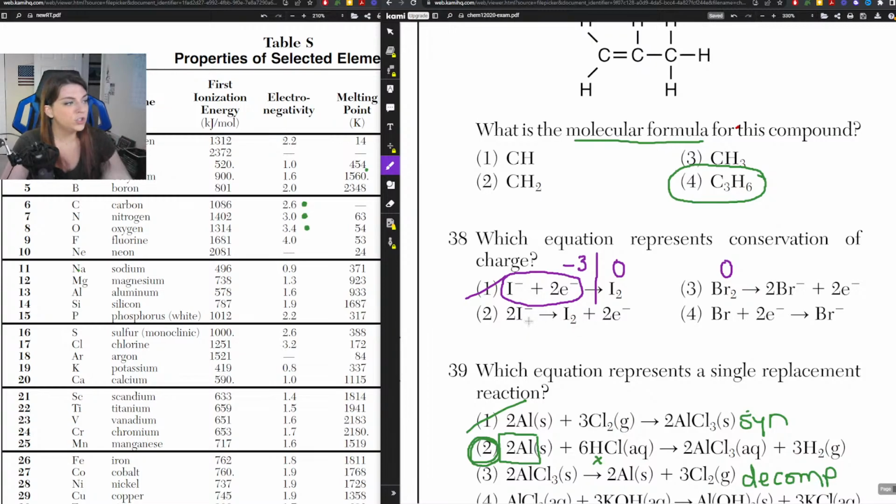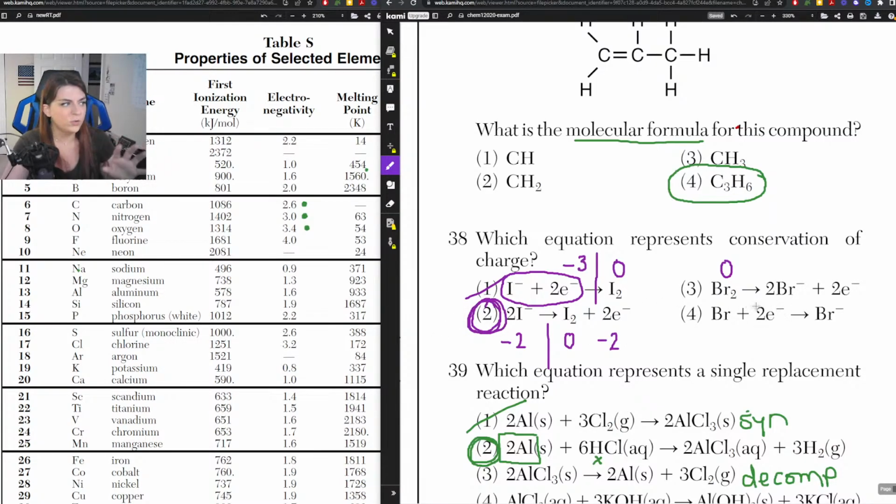Now, if we look at choice 2, we have 2 iodines with a -1 charge. In total, 2 times that -1 is going to give us -2 on that side. On the product side, I have iodine, the element, so that'll have a 0, but it's hanging out with those 2 electrons, and the electrons are in total going to have -2. So because -2 is equal to 0 plus -2, that's why choice 2 is the answer.